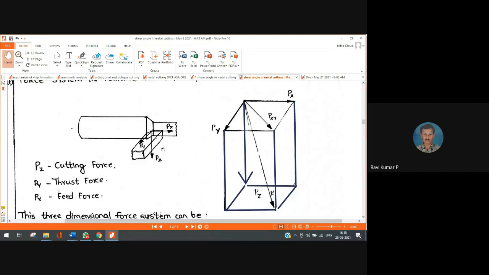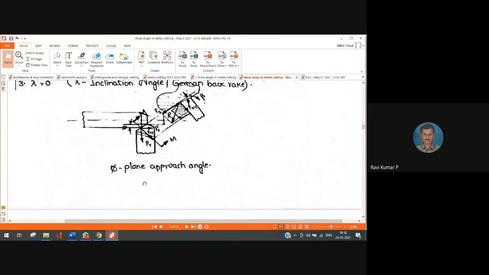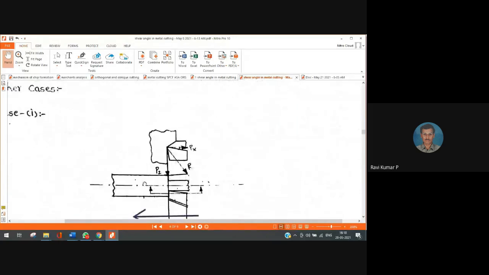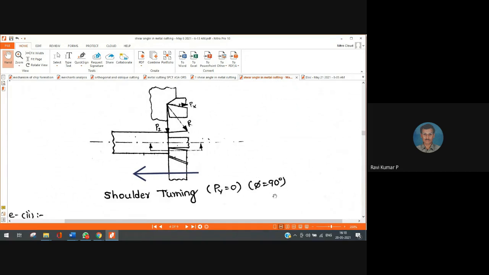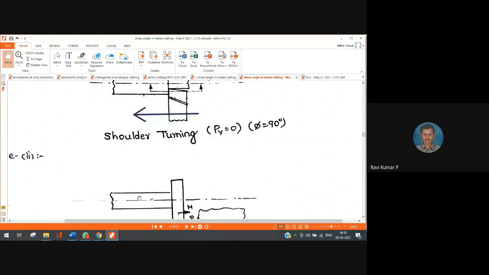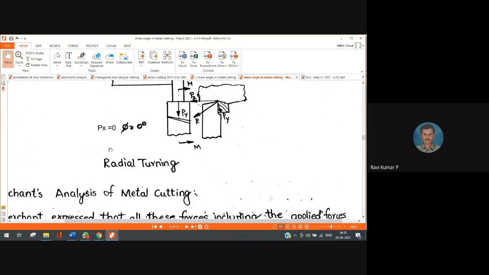So here all three forces are visible. I can have cases where one of Px or Py can be absent. That depends upon my plan approach angle phi. If the plan approach angle phi is 90 degrees, Py becomes 0. So I may observe a special type of turning, something like this, which I call shoulder turning. A shoulder is formed, which I call shoulder turning. Still I may observe one more type of turning which I call radial turning, where phi is 0 degrees.